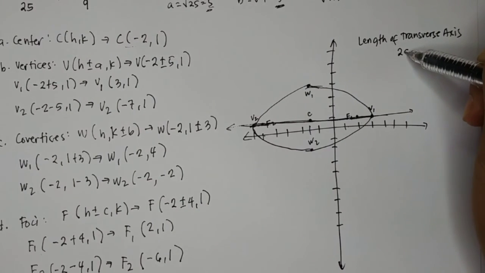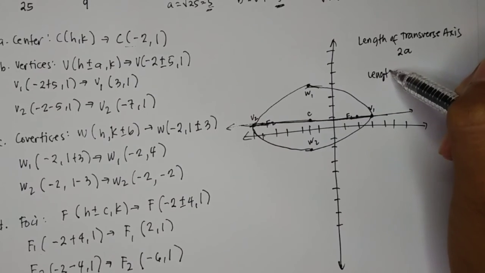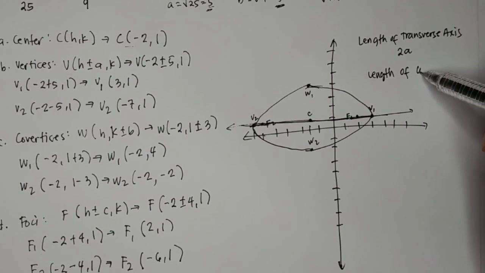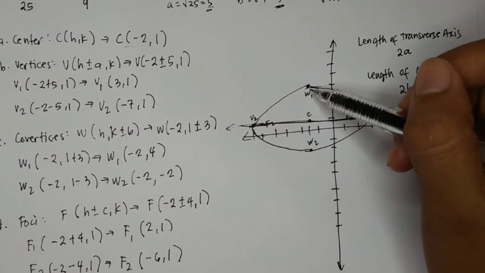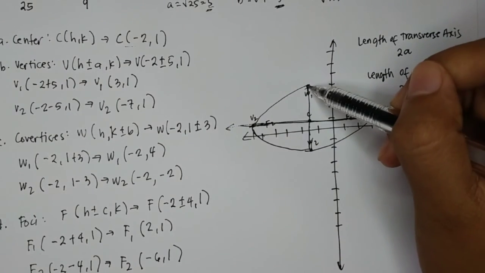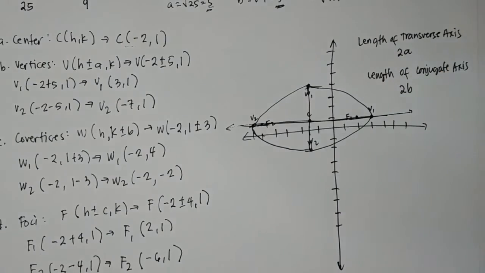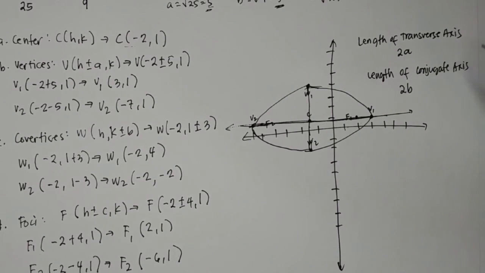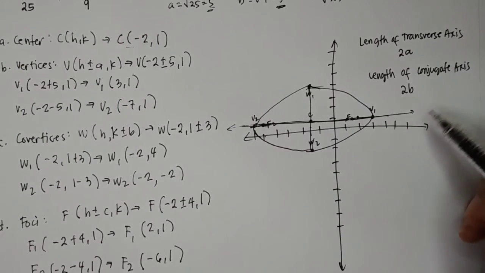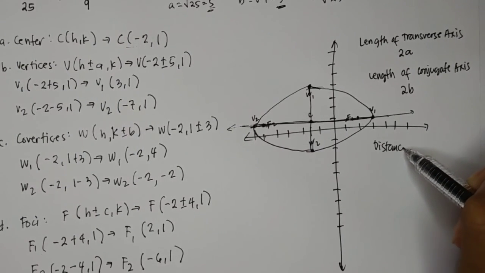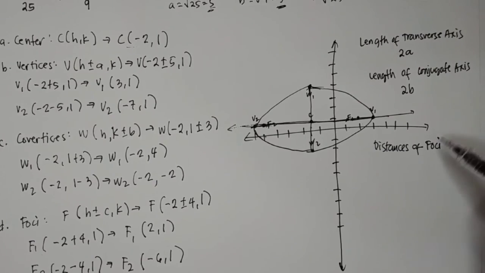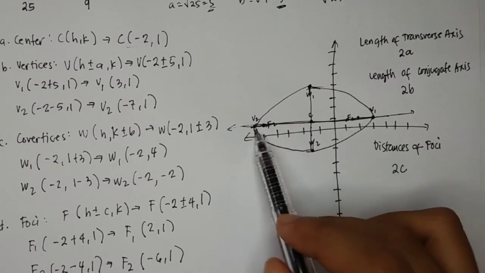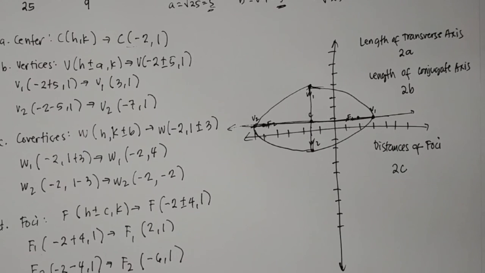So, that is equal to 2a. Yung length naman, length of conjugate axis. So, that is equal to 2b. So, ito naman yung sa ito. Ito yung length galing sa isang co-vertices papunta sa another co-vertices. Then, yung distance naman ng dalawang foci, so itong foci dito, tsaka yan. So, distance between the foci, that is equal to 2c. So, ito yung distance nila. Okay? So, yun yung mga another thing na i-remember natin.